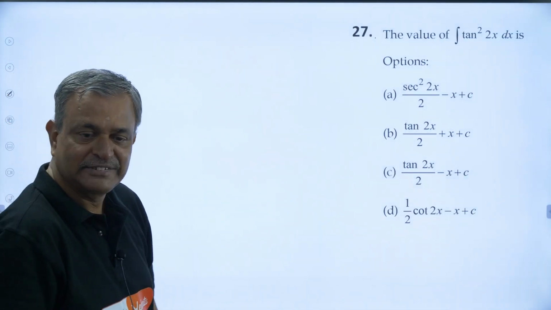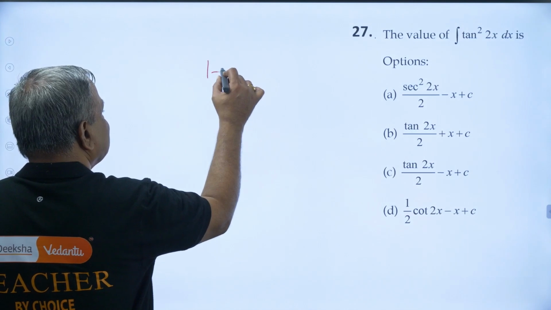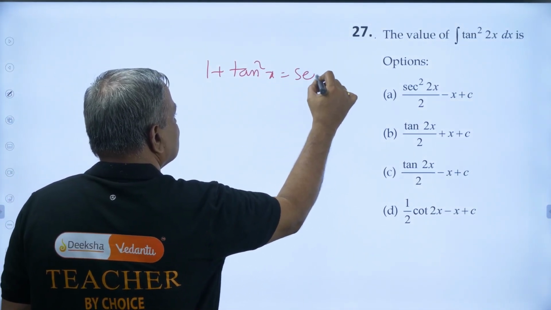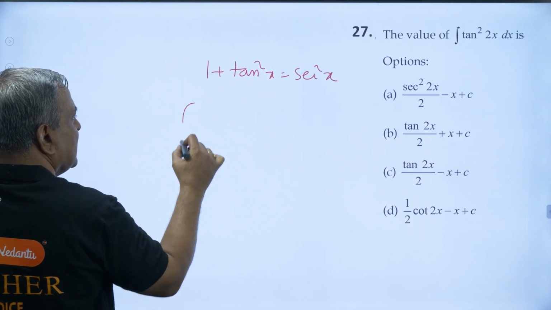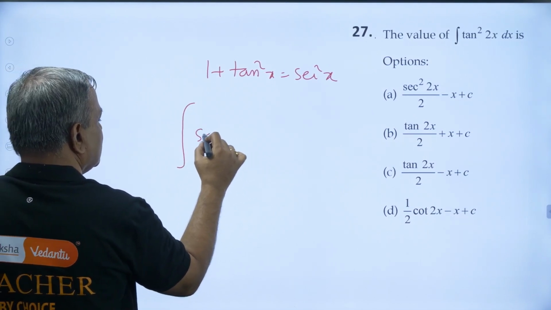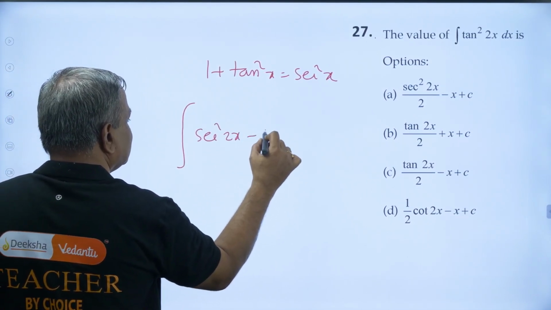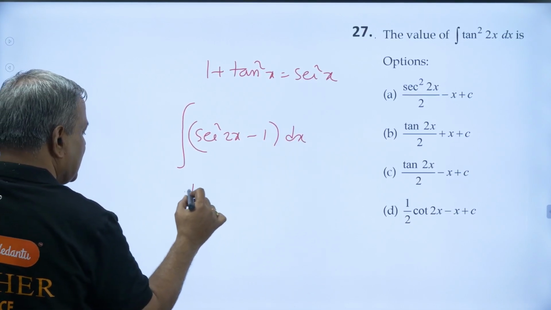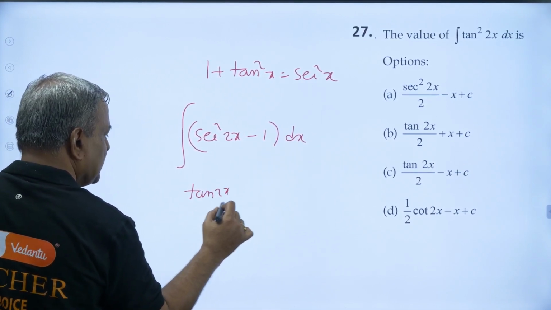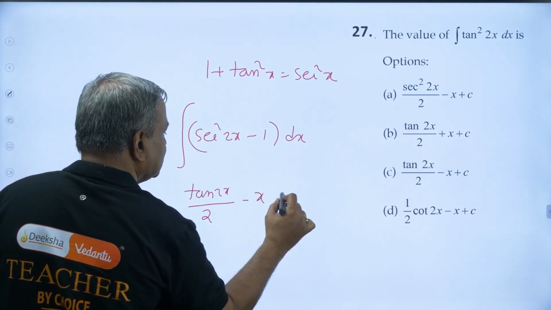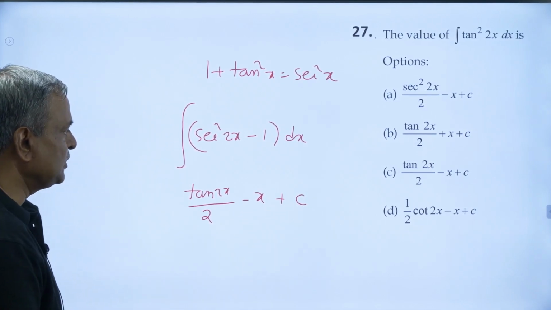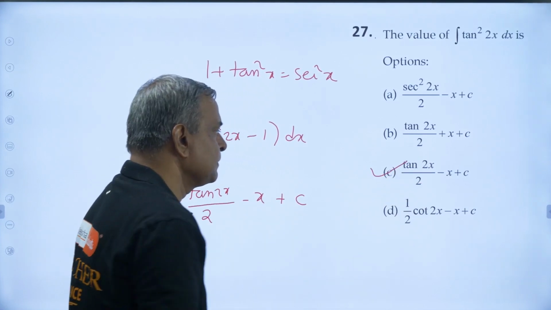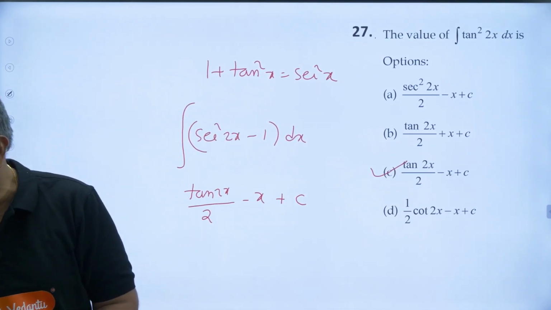Tan square 2x, you convert. We know 1 plus tan square x is secant square x. So tan square 2x will become secant square 2x minus 1 dx. Integral of secant square 2x is tan 2x by 2 minus x plus c. Tan 2x by 2 minus x. Okay, option C.